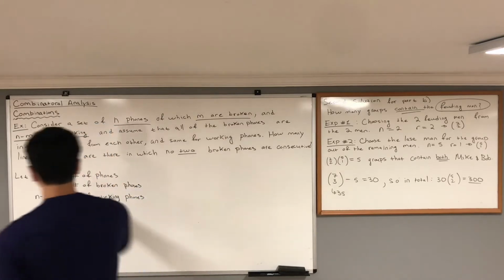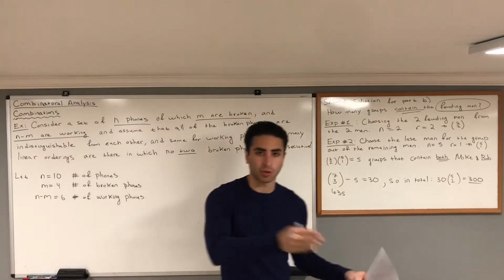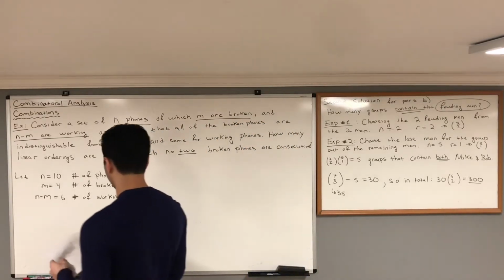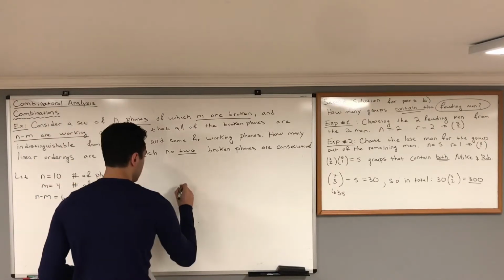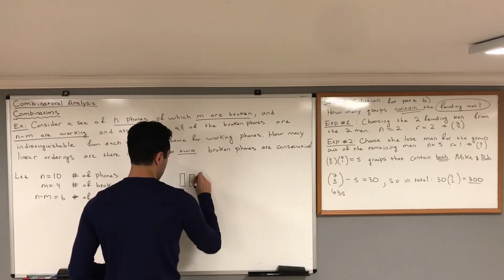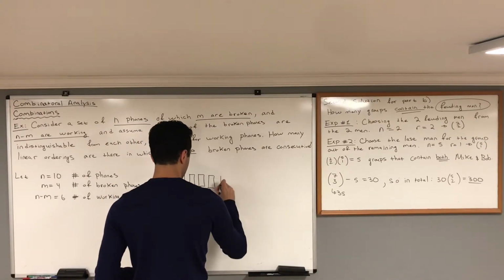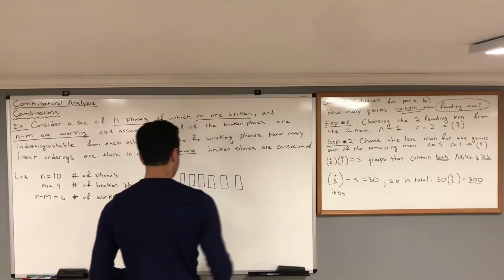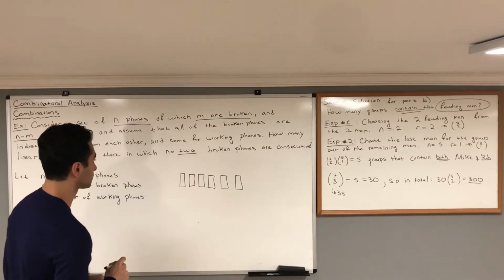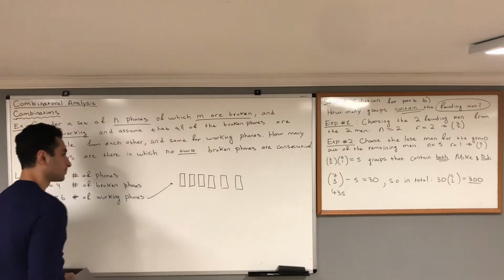The question is asking how many linear orderings. That means I'm aligning all these phones together and I want to know how many different linear orderings there are. Well, let's first align the working phones together, okay? And we have 6 of them. So I'll represent a working phone like a big rectangle. So 1, 2, 3, 4, 5, 6. So these are the 6 working phones, right? So 6 working phones, and they're aligned together.